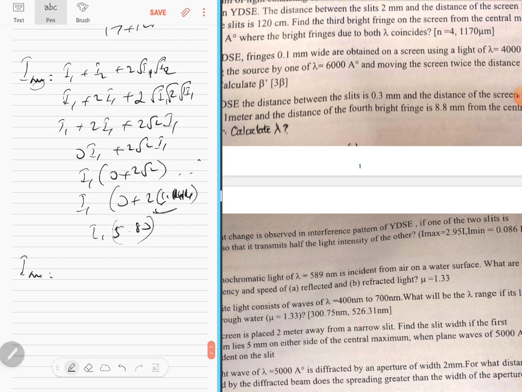So that was for I maximum. For I minimum, phi has got to be in the formula I1 plus I2 plus 2 root I1 root I2 cos phi, where phi itself will be 90 for minimum. So it will just be I1 plus I2, which is I1 plus 2 I1, which itself is 3 I1, because phi itself, according to me, for minima will become 90.